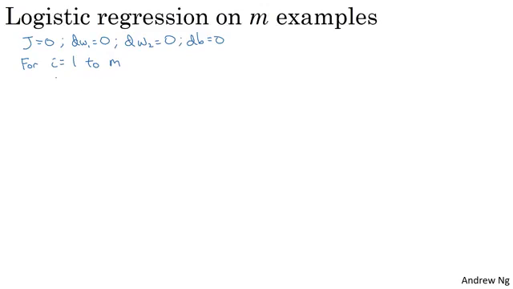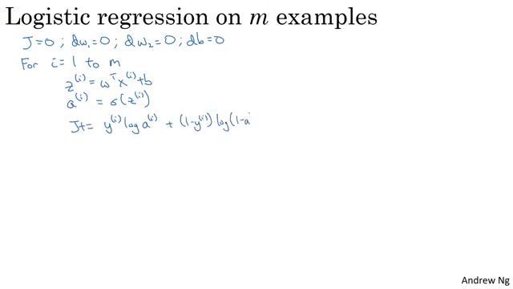Here's what we do. For i equals 1 through m, where m is the number of training examples, we compute z^(i) equals w transpose x^(i) plus b. The prediction a^(i) is equal to sigma of z^(i), and then let's add up J. J plus equals y^(i) log a^(i) plus (1 minus y^(i)) log (1 minus a^(i)), and then let's put a negative sign in front of the whole thing.